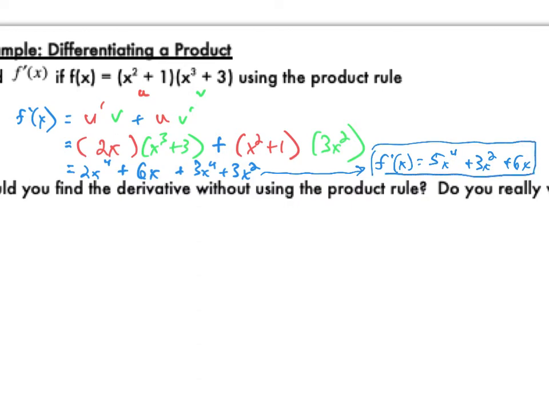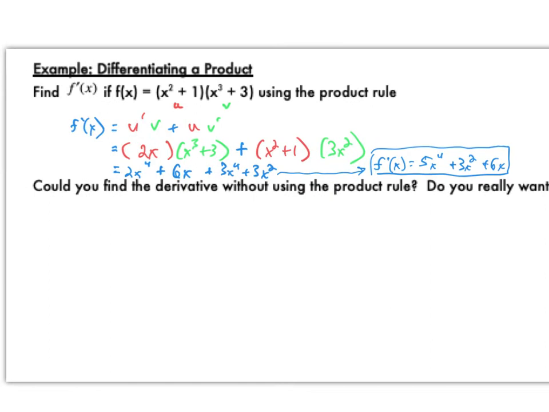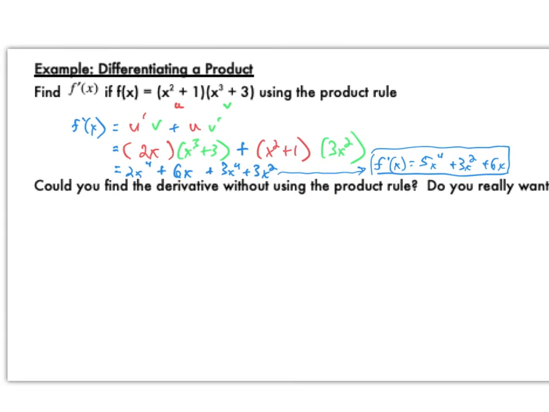Not difficult to do, maybe just an interesting step or two of algebra, but nothing you can't handle without a problem. Okay, now here's the other question about this: could you possibly find the derivative without using the product rule? Yeah, I probably could end up in the same spot as f prime, and the way I would do that would be to FOIL those two together.